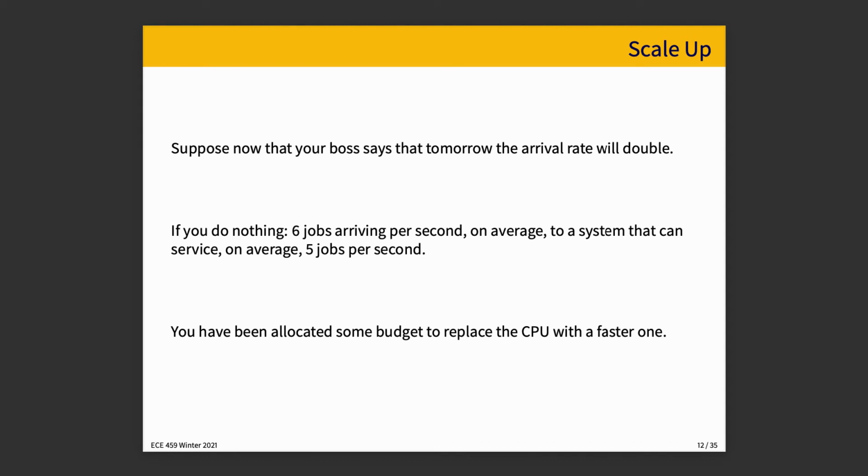We have just signed a new contract. We're going to have twice as many users, and that means that the average rate of jobs will double. So if you do nothing, we have a problem. There will be 6 jobs on average arriving every second to a system that can service, on average, 5 jobs per second. You have been allocated some budget, and you can replace the CPU in this system with a faster one.